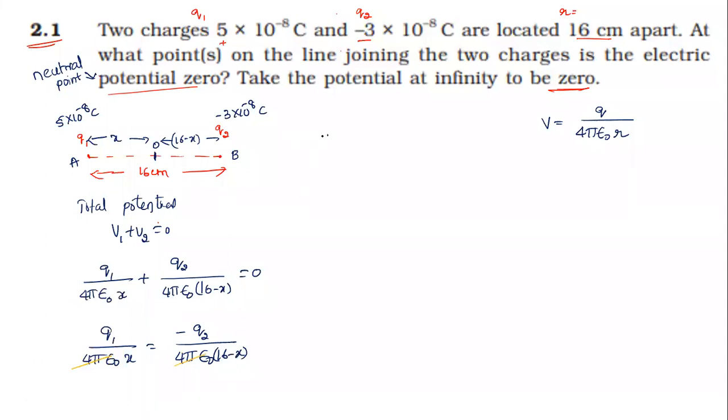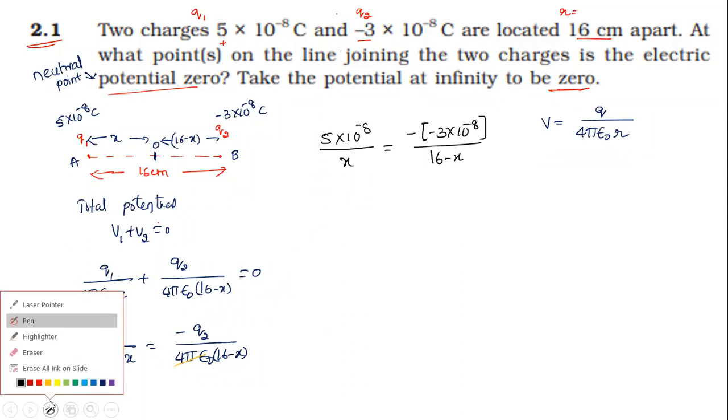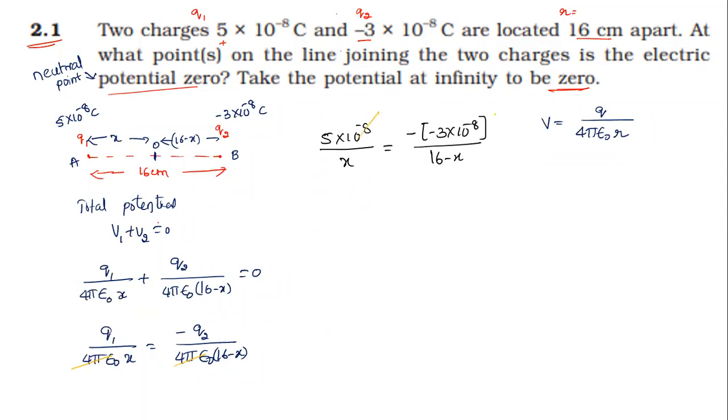Q1 is 5 into 10 power minus 8 divided by the distance X, equal to minus Q2, and Q2 is minus 3 into 10 power minus 8, divided by the distance 16 minus X. Now 10 power minus 8 is going to cancel on both sides. What are we left with? We are left with 5 by X equal to 3 by 16 minus X.